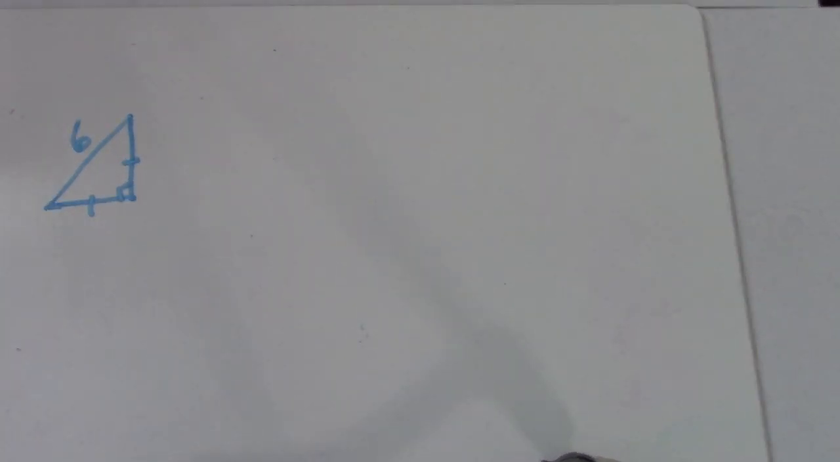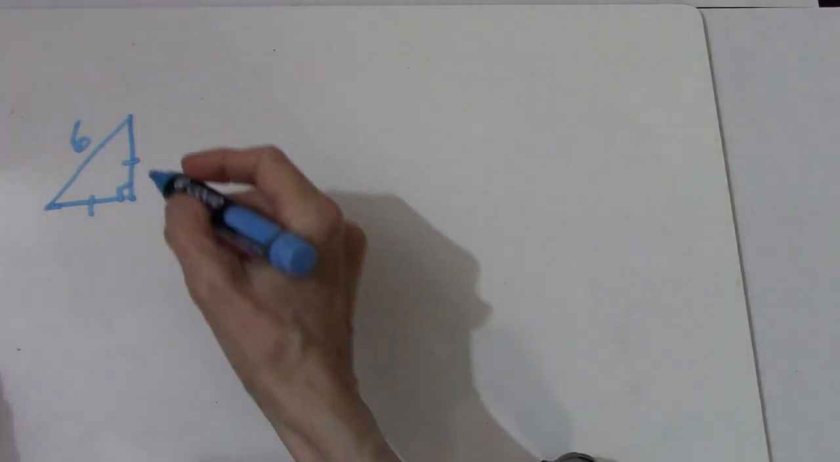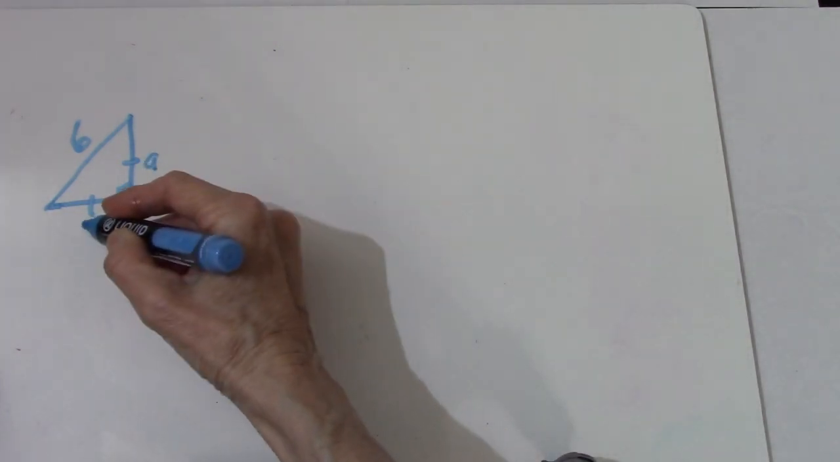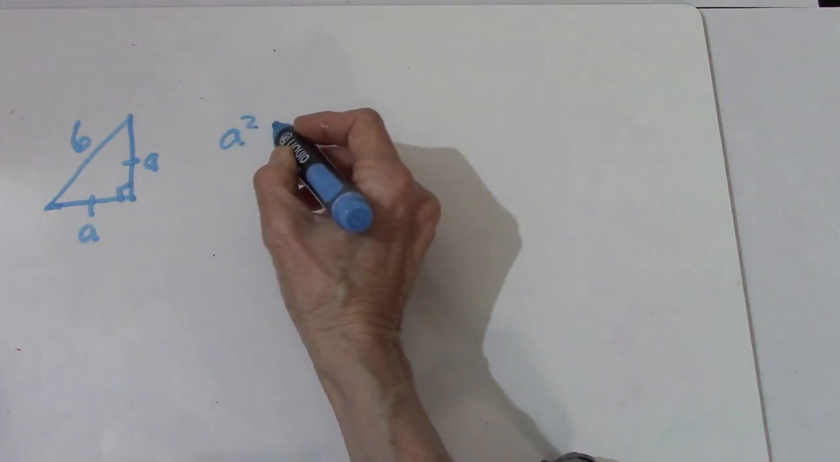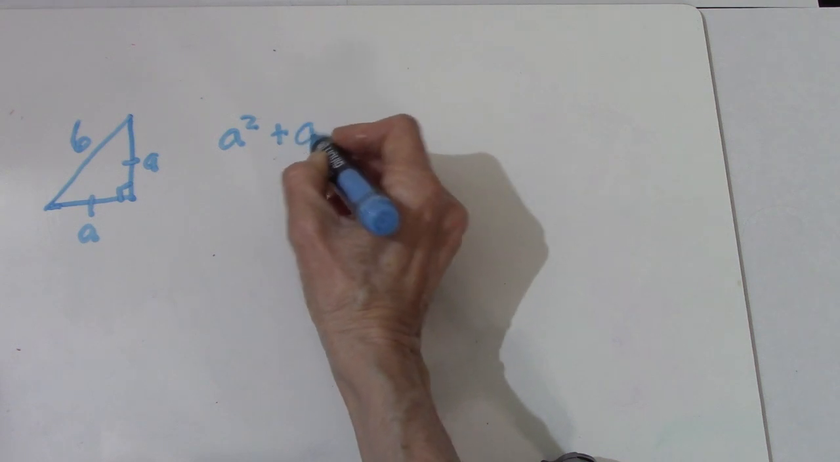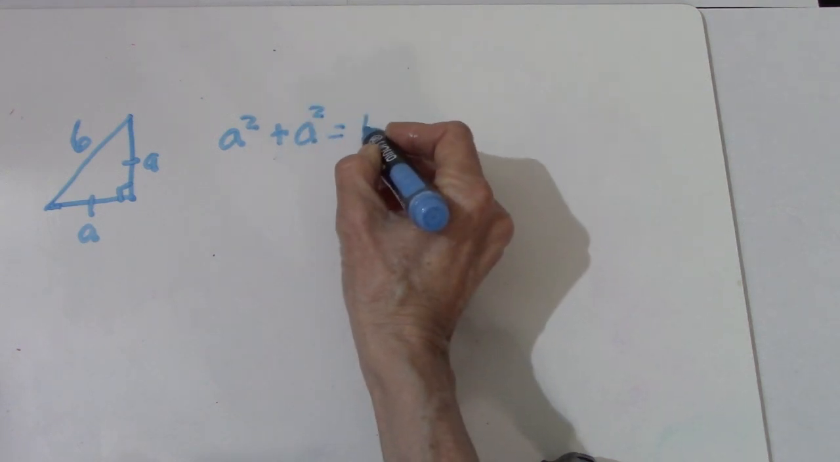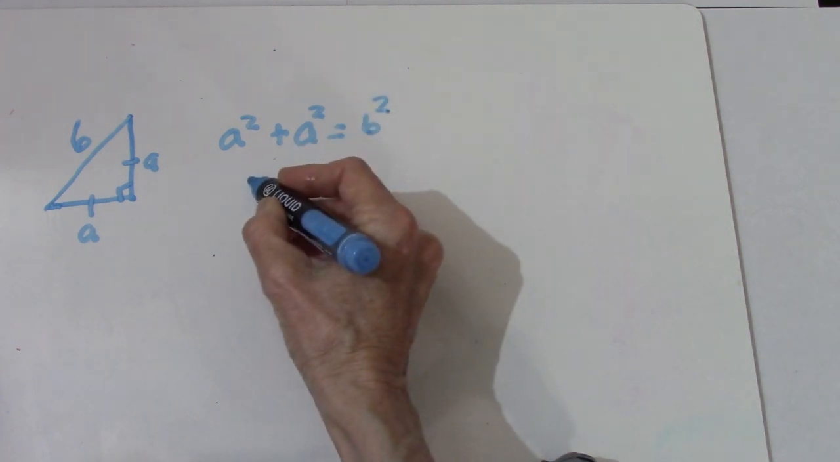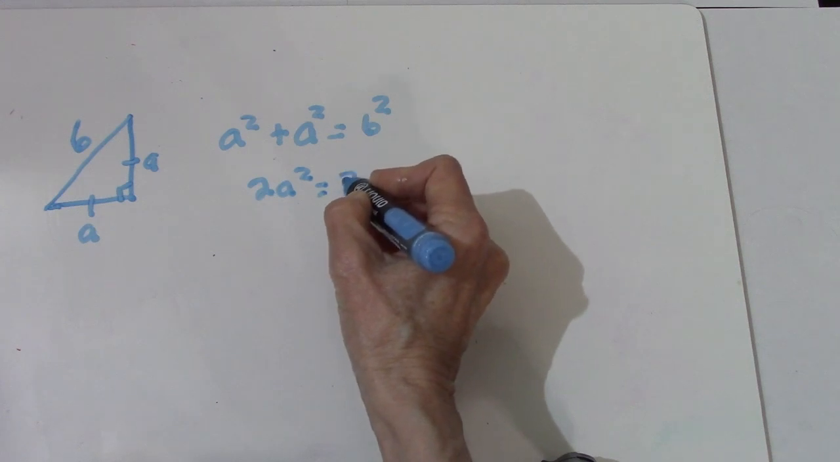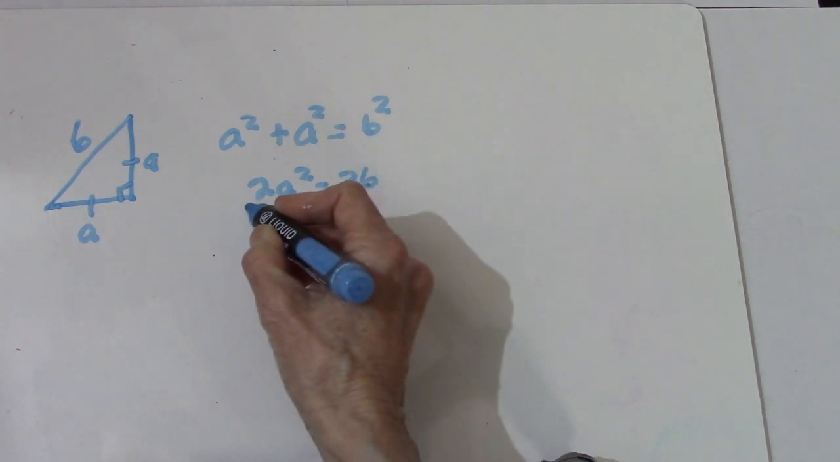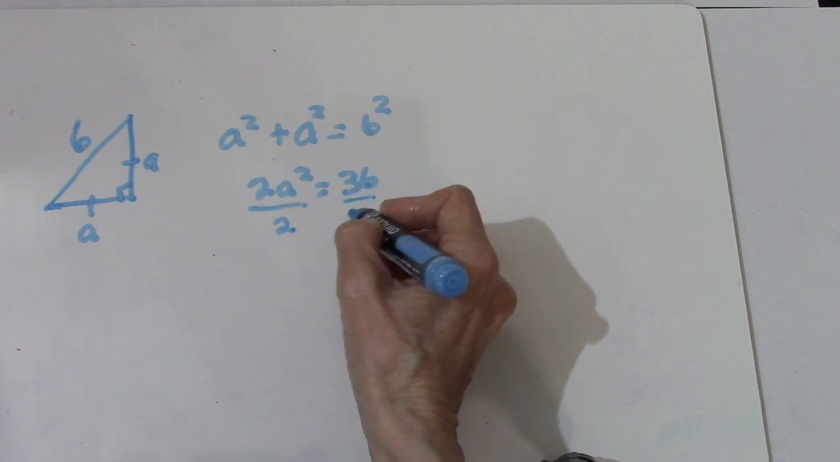Now let's look at this example where the hypotenuse is given to be 6. And we want to find the length of each leg. Well, we know that they're the same. So again, I'm going to call them both A. So I know that A squared plus A squared is going to give me 6 squared. So I have 2A squared equals 36. I'm going to divide both sides by 2 to get A squared by itself.